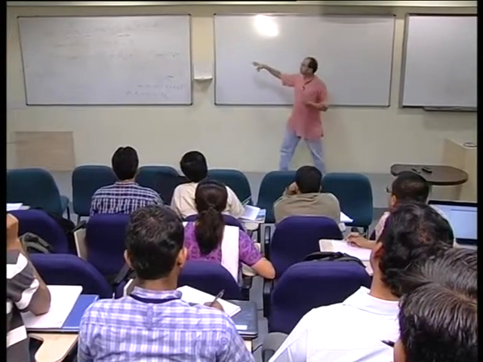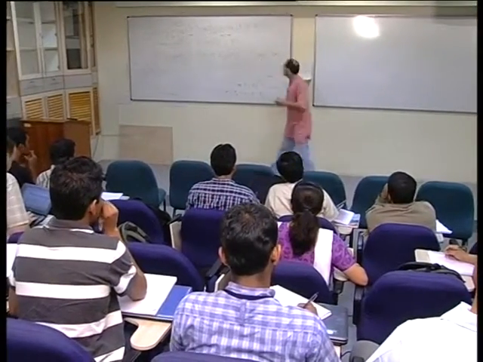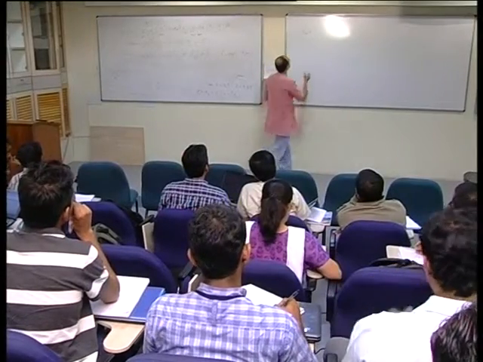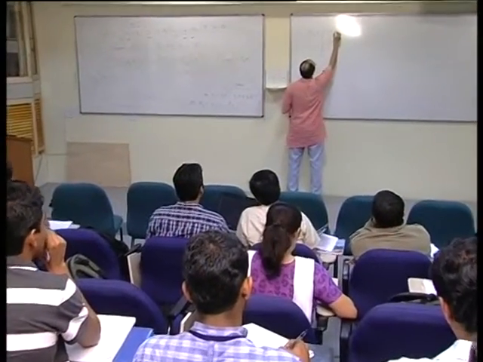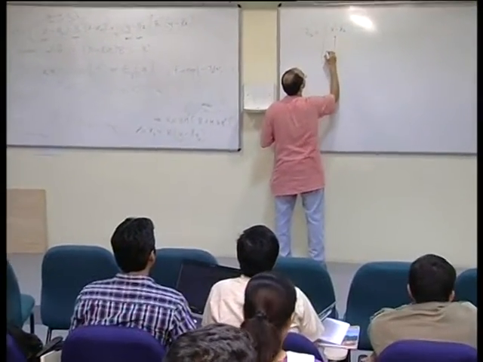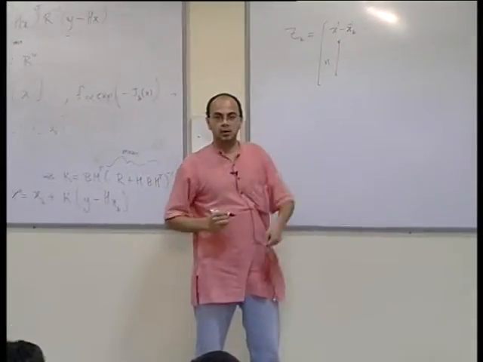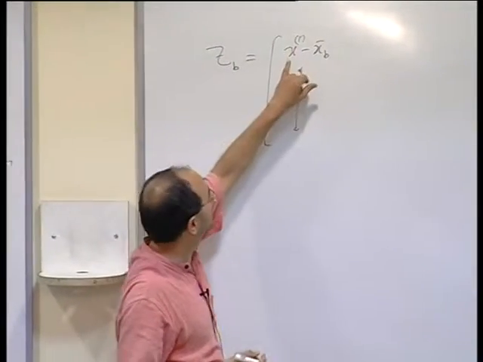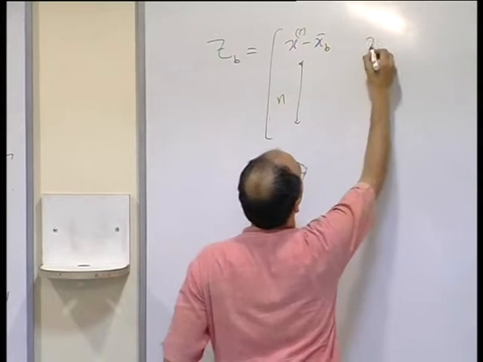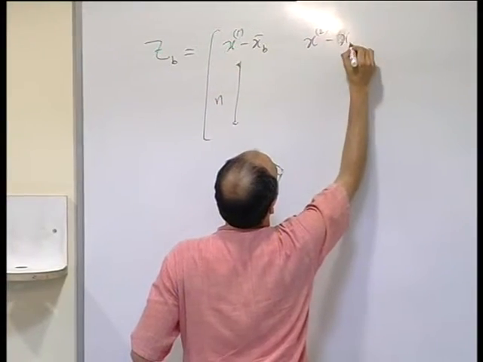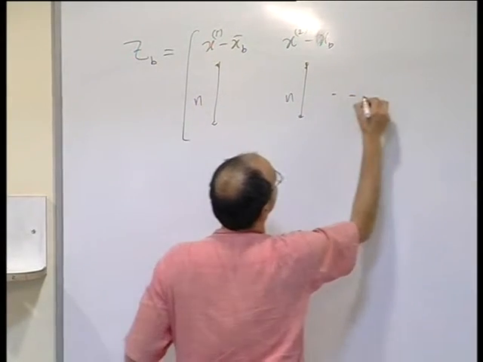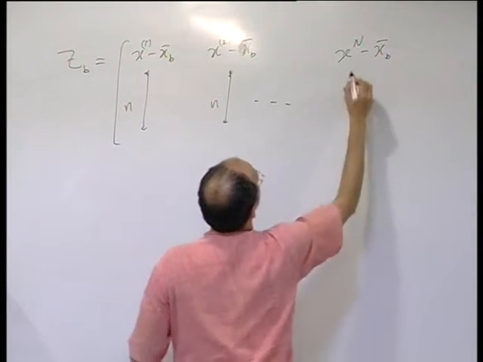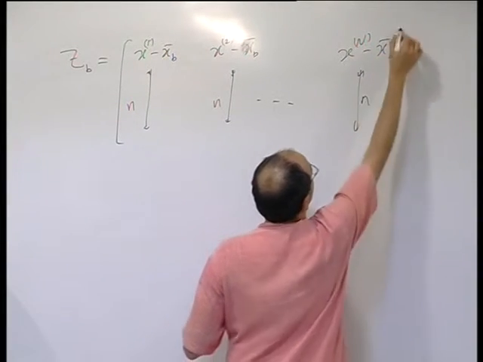There is a more succinct way of writing this. This is a kind of complicated way of writing it. So let me write a matrix Z_b, which is x_1 minus x bar b, that's a vector of length n, the deviation of the first ensemble member from the mean of the ensemble, then x_2 minus x bar b, that's another vector of length n, all the way up to x_N minus x bar b. And what's the dimension of this matrix?